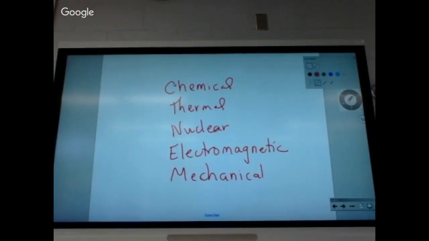All right. The violinist. Mechanical. What do we say about all sound? All sound is mechanical. Whether it be our voice, the music you listen to, it is all mechanical. All right. X-rays. Electromagnetic. X-rays are electromagnetic. All right. The sun. Nuclear. The sun is nuclear. Now, that's another one. We're going to talk about the type of change that occurs.